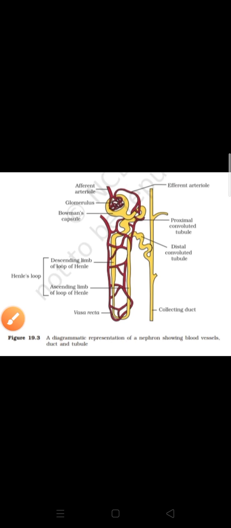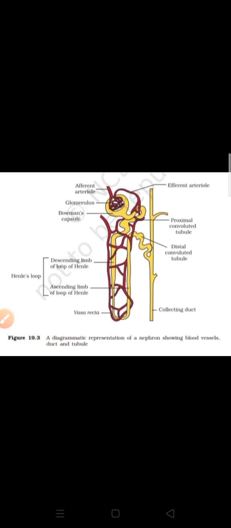So student, today we will discuss the structure of a nephron. As you see, this is the diagrammatic representation of a nephron showing blood vessels, duct and tubules. By this we can understand that a nephron is composed of mainly 3-4 parts. First is the Bowman capsule, second is the renal tubules. In the renal tubule we can discuss PCT, DCT, loop of Henle, and ultimately the collecting duct.